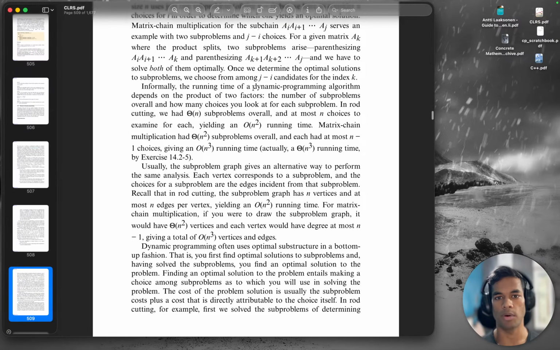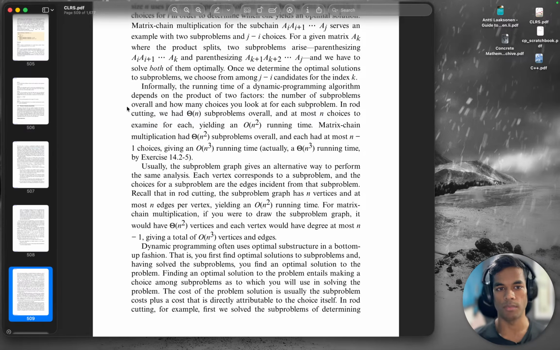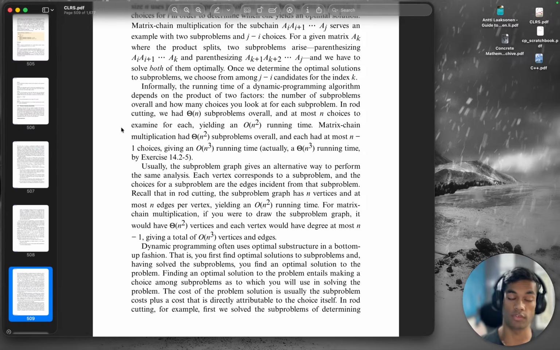Informally, the running time of a dynamic programming algorithm depends on the product of two factors: the number of subproblems overall and how many choices you look at for each subproblem. That is true. Informally, the running time of a dynamic programming algorithm depends on the product of two factors: the number of subproblems overall.